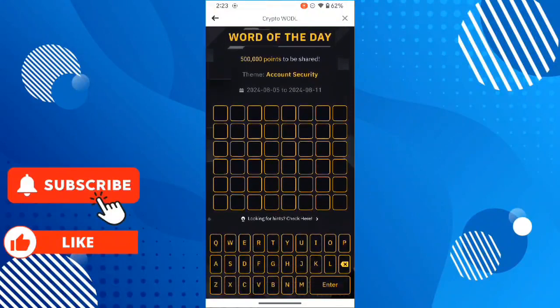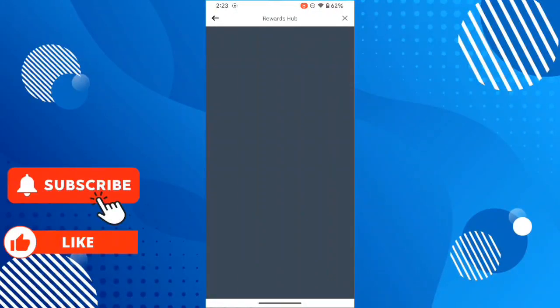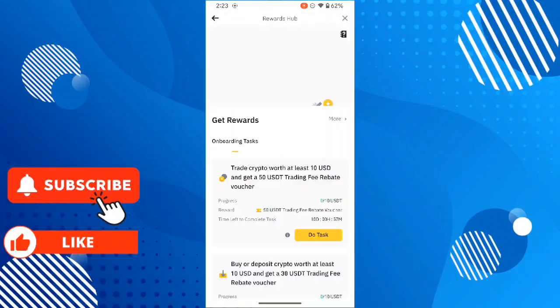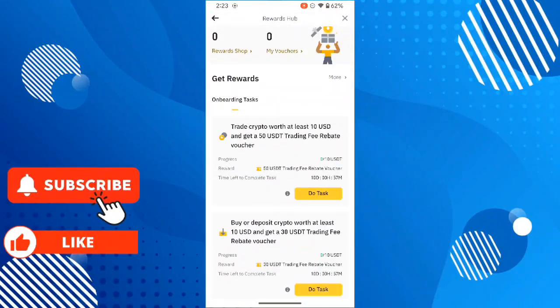Now guess the word of the day. After guessing the word right, you can use your reward points here. Now you can use reward points here.